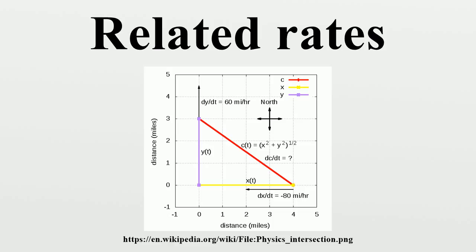Identify the known variables, including rates of change and the rate of change that is to be found. Construct an equation relating the quantities whose rates of change are known to the quantity whose rate of change is to be found. Differentiate both sides of the equation with respect to time. Often, the chain rule is employed at this step. Substitute the known rates of change and the known quantities into the equation. Solve for the wanted rate of change.